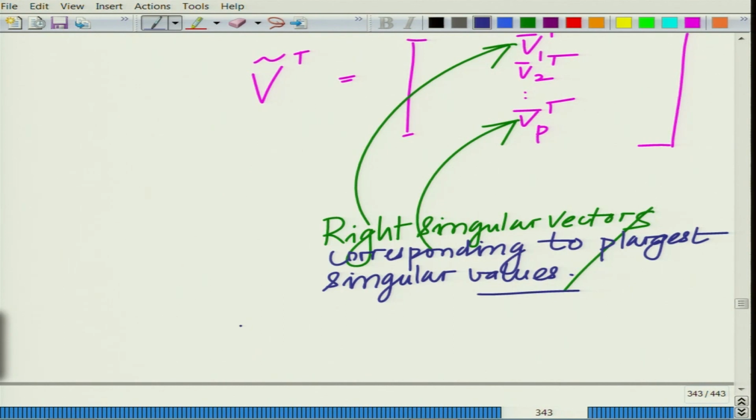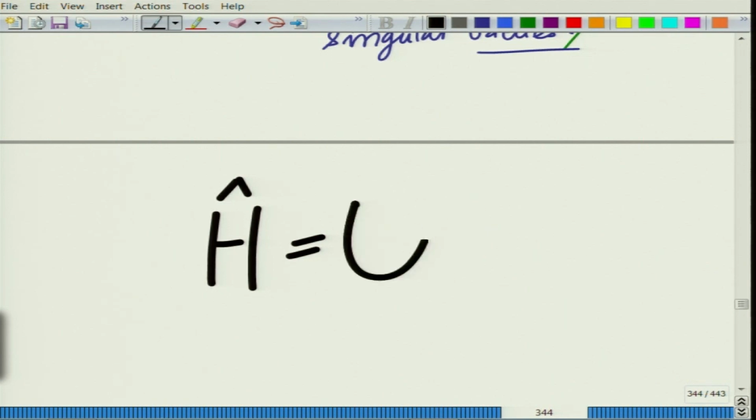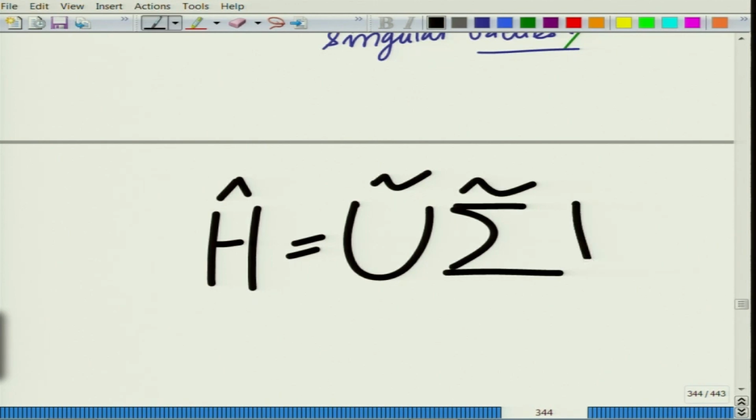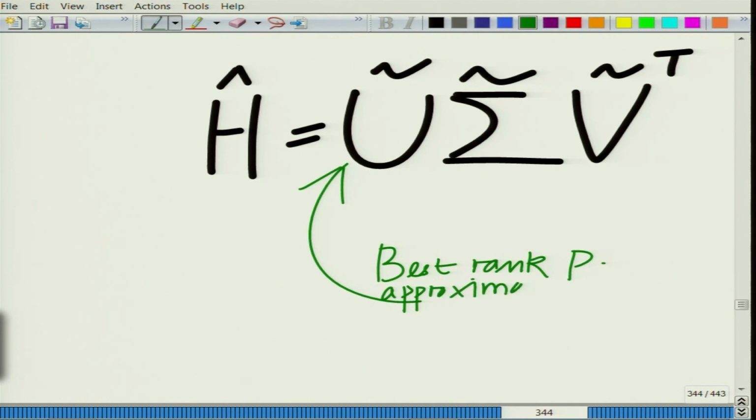And therefore, the best rank p approximation to H is now given by H hat. Now, the best rank p approximation is given as H hat equals U tilde sigma tilde V tilde transpose, right. And this is the best rank p approximation to H. And essentially, why do we need this best rank p approximation?